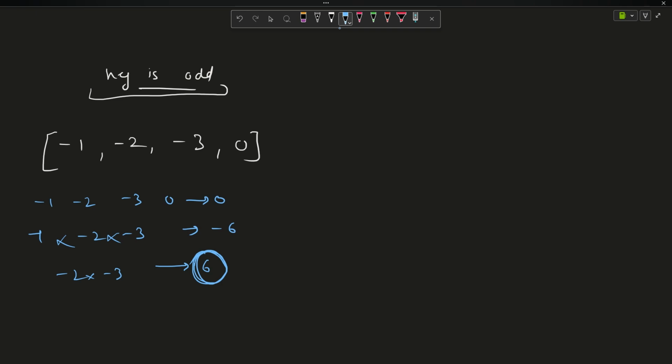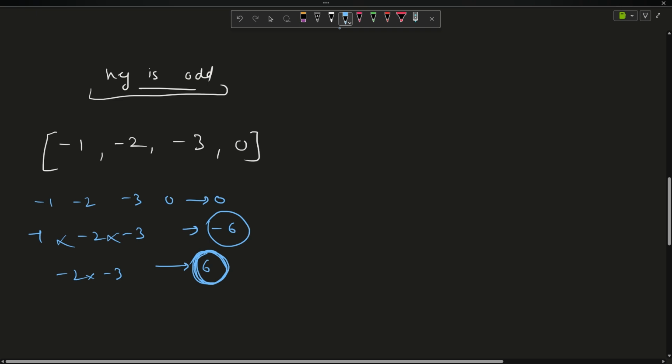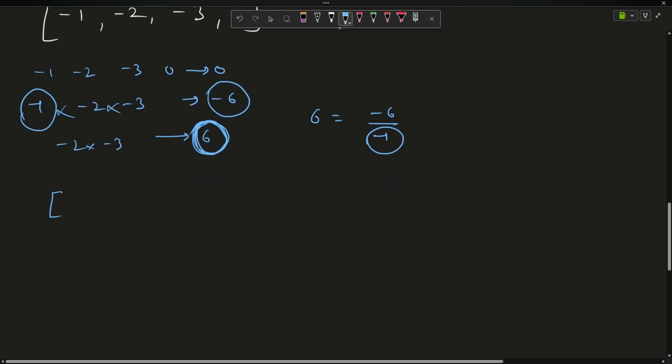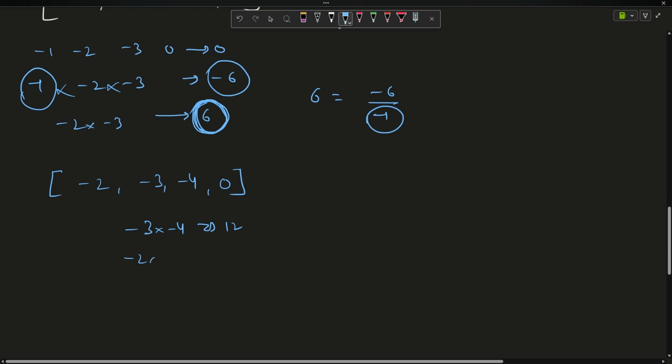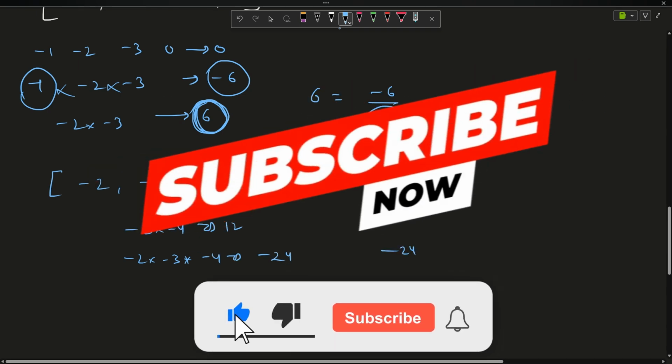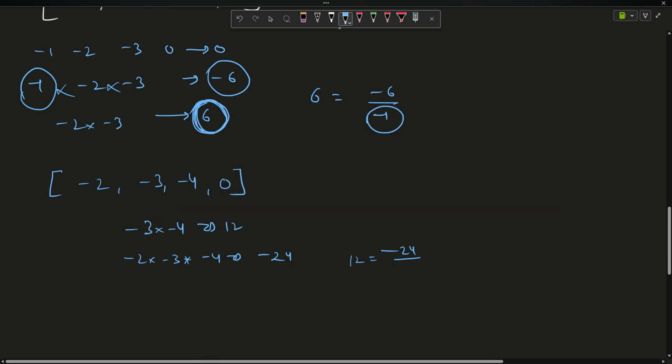Can you see that 6 is actually the negative of -6? Can I say that 6 is equal to -6 divided by -1? I'm trying to relate this -1 with this -1. What I'm trying to say is, suppose the array given to you is -2, -3, -4. Let's say 0 is also there. So you can try it out. The maximum product is gonna be -3 into -4, which equals 12, right? And the product of all negatives is -2 into -3 into -4, which is -24. So 12 equals -24 divided by -2.